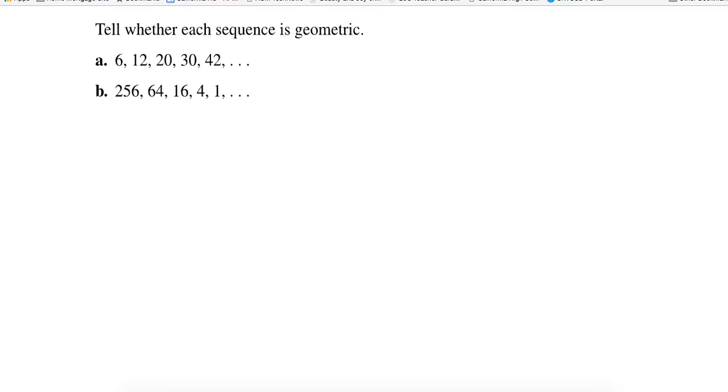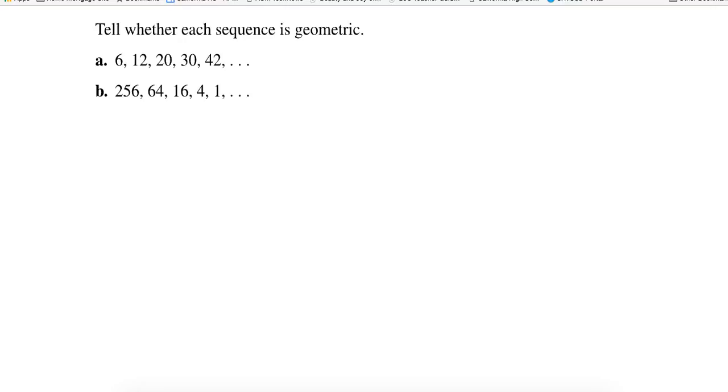Welcome to the first video of section 8.3. Now, you're going to see a lot of similarities between section 8.2 and 8.3. So I want you to pay attention to those because it's going to help you solve your problems as you go through these. Now, in 8.2, we were learning about arithmetic sequences. In 8.3, we're going to learn about geometric series.